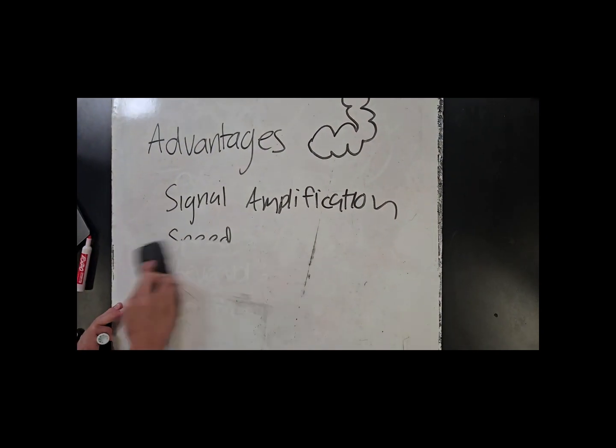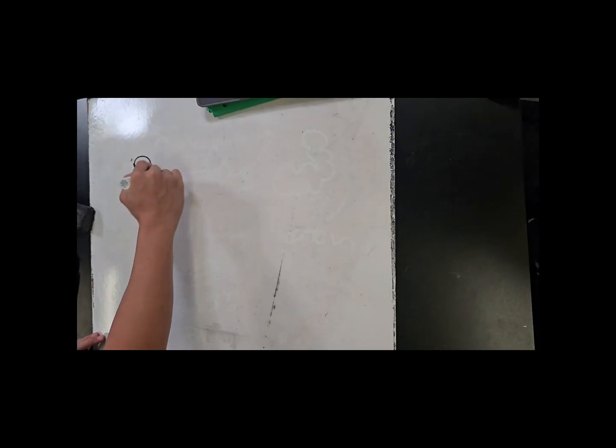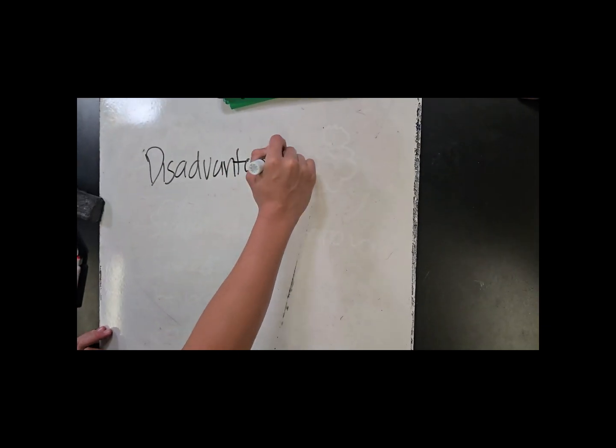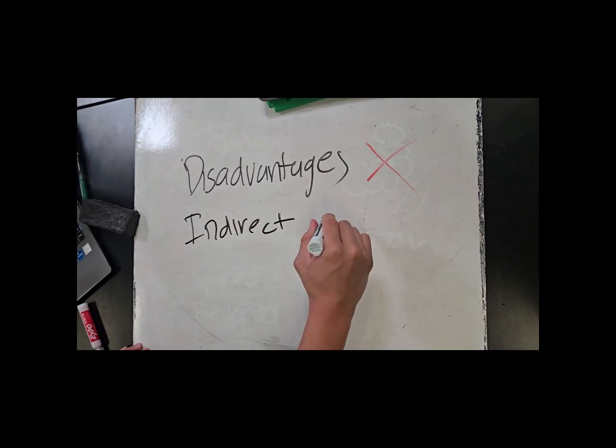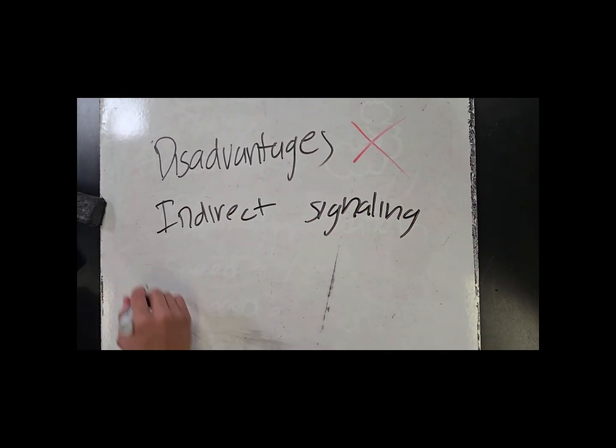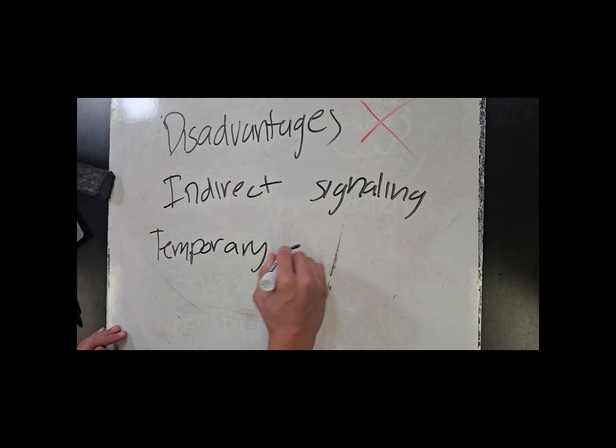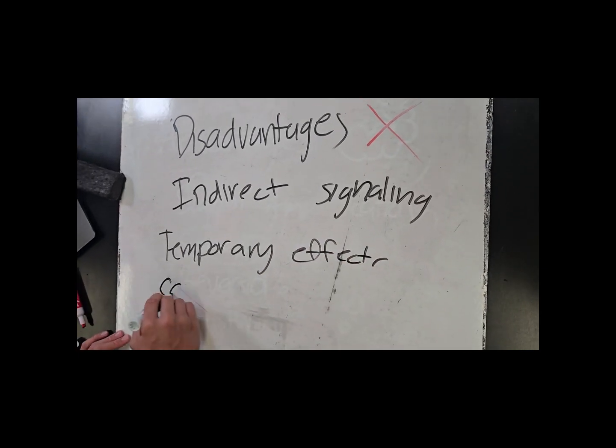The disadvantages, however, are indirect signaling, so it requires multiple steps, and it's less precise than direct enzyme receptors. There are also temporary effects, so it's usually short-term changes and doesn't really last long. It can also be overstimulated, so mutations or toxins can actually lock them on.